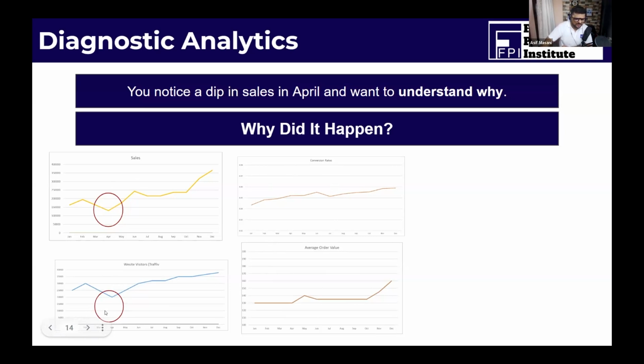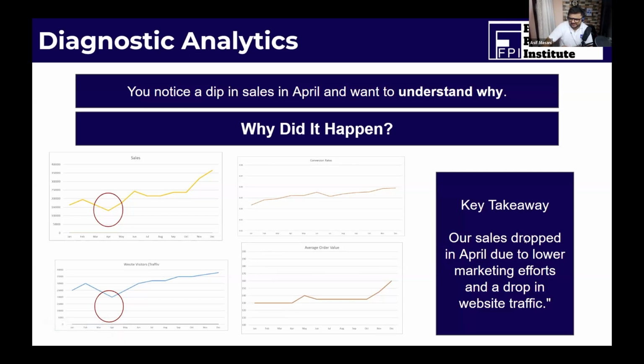way you are telling your company or your CFO, our conversion rates have been good, our average order value was very stable, but the problem is in the number of visitors, or the traffic. This is where we need to focus. Your key takeaway is our sales dropped in April due to lower marketing efforts and a drop in website traffic. You figure out the reasons why the website traffic has gone down, and you notice that in April you did not put a lot of money and effort into marketing. That's why the April sales and the April website visitors were down.